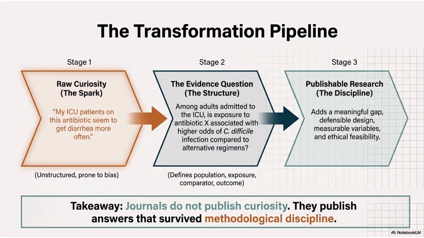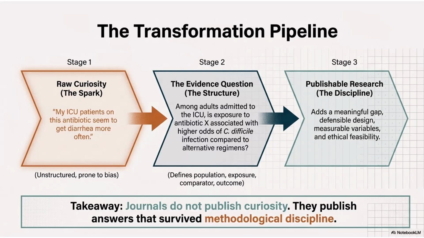Okay, the next step would be the evidence question. So now we're basically taking curiosity and transforming it to become structured. Among adults admitted to the ICU, is exposure to antibiotic X associated with higher odds of C. diff infection compared with alternative regimens? You see what happened here? Now we have a population, we have an exposure, we have a comparator, we have an outcome, and we have a possible design. So right now, this is not just a thought. This is a researchable question.